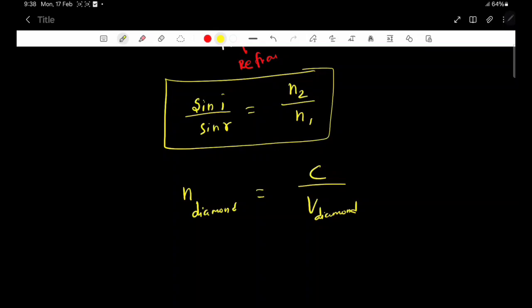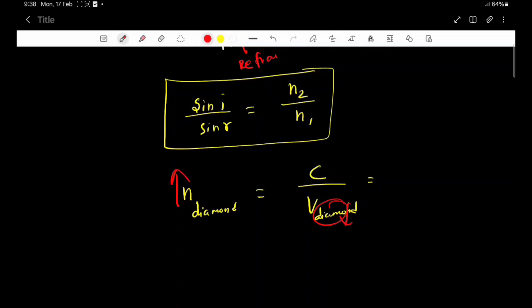So from these expressions we can very clearly understand one remarkable fact. If the speed of light is drastically reduced in diamond, if this value is very small, then obviously the refractive index of diamond is going to be more. So from this relationship itself we can establish a very clear-cut relationship between the speed of light in a medium and the refractive index of that particular medium.